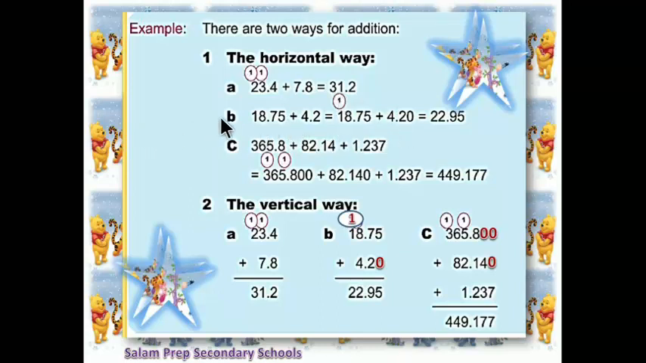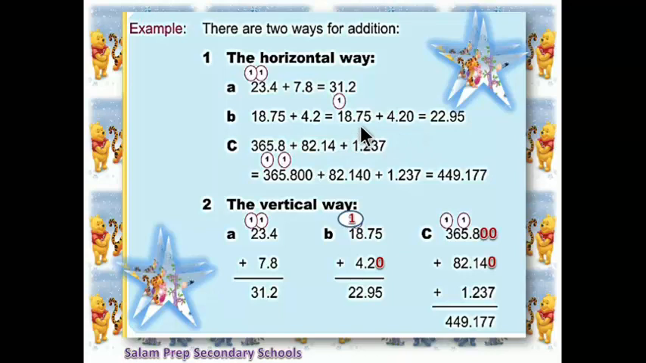Another example for you. 18.75 plus 4.2 equals. Before adding, we need to look at the decimal part. In the first number's decimal part, there are 2 digits, but in the second number's decimal part, we have only 1 digit. So we need to put 0 to balance the decimal numbers. 18.75 plus 4.20.